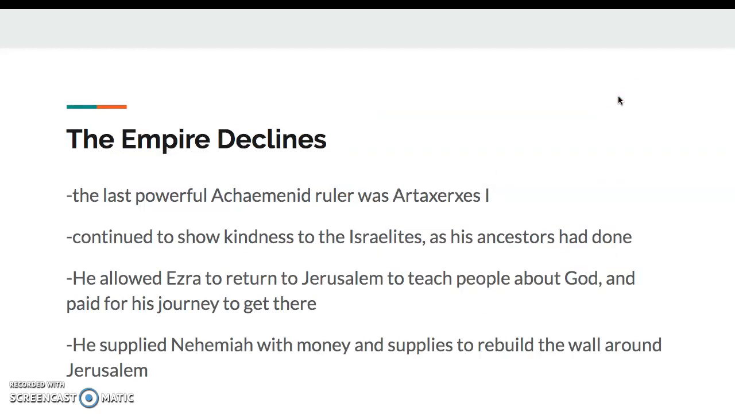The empire declined. The last powerful Achaemenid ruler was Artaxerxes I, who is the son of Xerxes. Arta means son of. He continued to show kindness to the Israelites as his ancestors had done. He allowed Ezra to return to Jerusalem to teach people about God and paid for his journey to get there. He also supplied Nehemiah with money and supplies to rebuild the wall around Jerusalem.